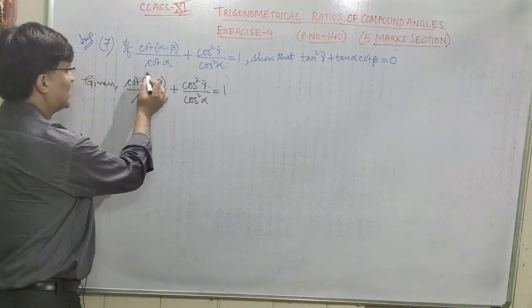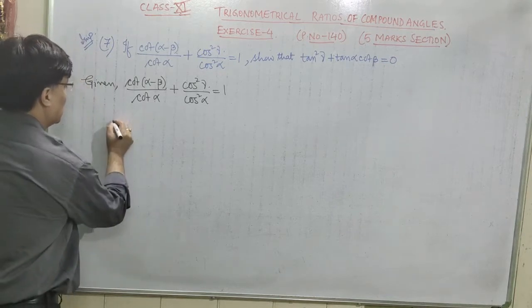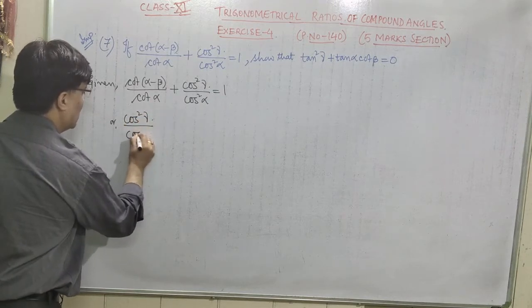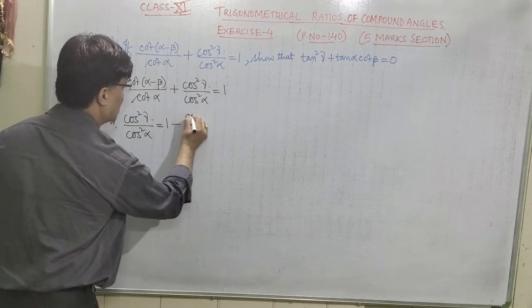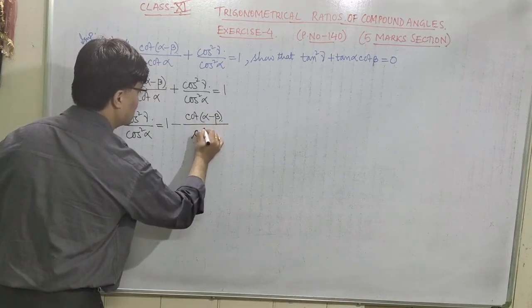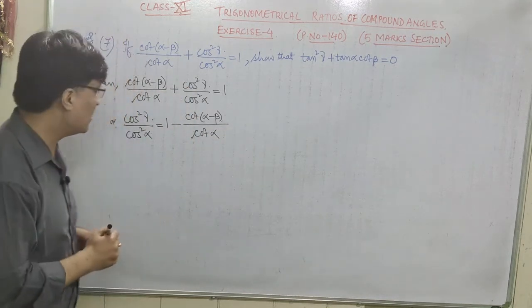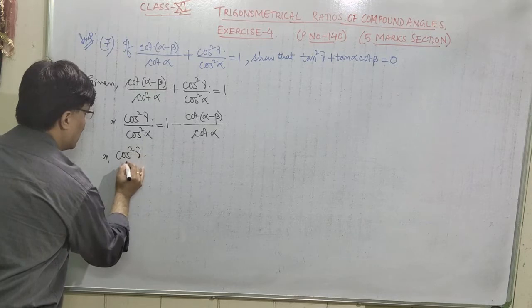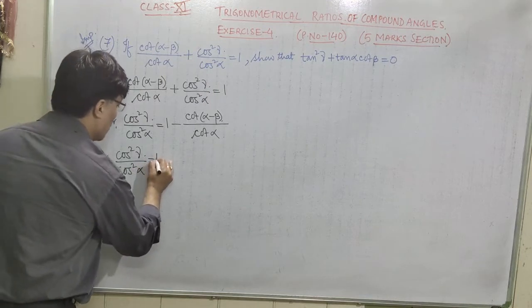So we can take this first term, that is cot of alpha minus beta divided by cot alpha, to the right hand side. So now this is cos square gamma divided by cos square alpha is equal to 1 minus cot of alpha minus beta divided by cot alpha. So is that clear to all of you? So now let us simplify this right hand side. Or this is cos square gamma divided by cos square alpha, which is equal to 1 minus.